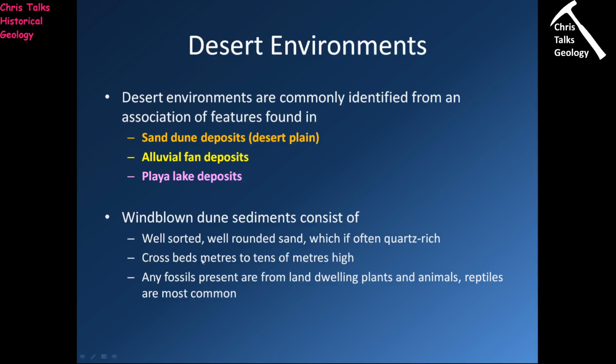Obviously, we will also see crossbeds, which can be anywhere from meters to tens of meters in size, and these are related to the migration of the sand dunes. We discussed that in the previous lecture. And if we do have any fossils present, they'll be from land-dwelling plants and animals. The most common type of fossil we get in these desert deposits would be reptile fossils, which makes sense. Hot, dry environment, reptiles like that particular system.